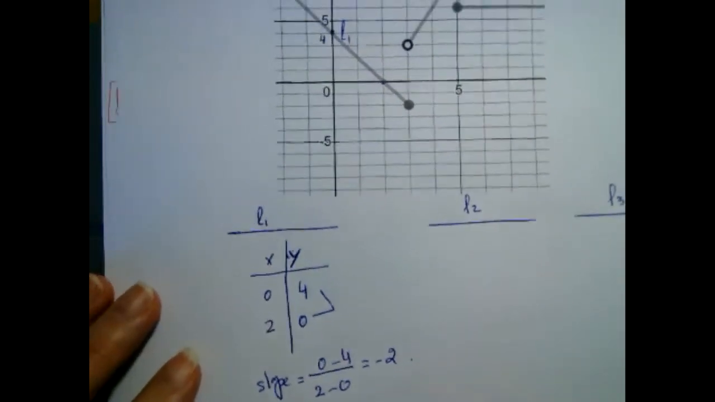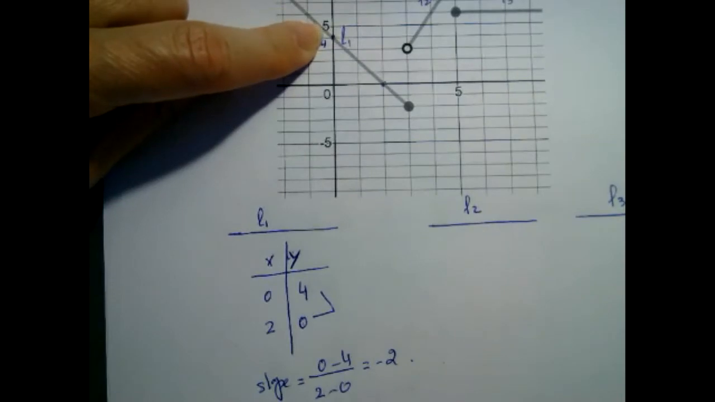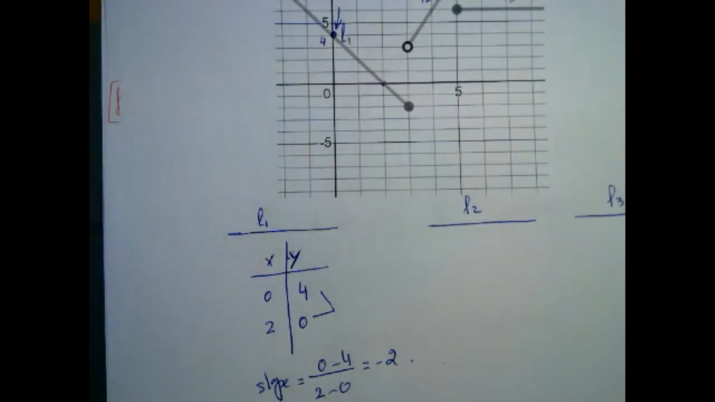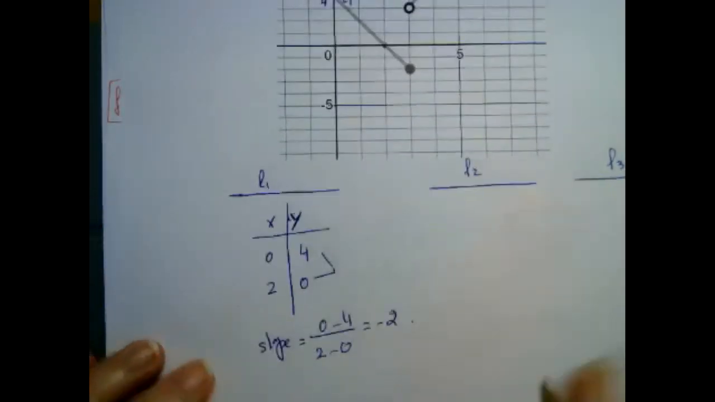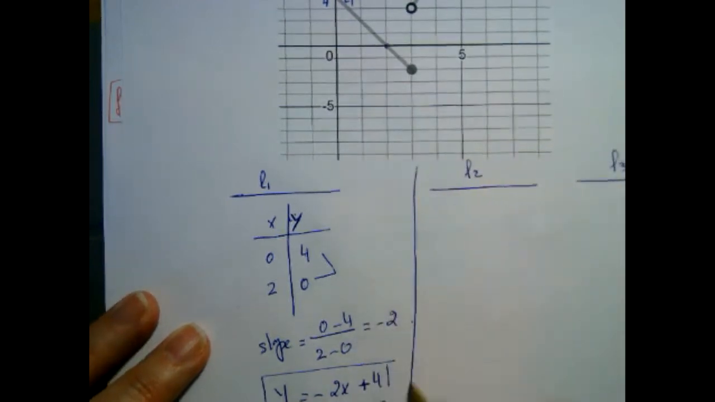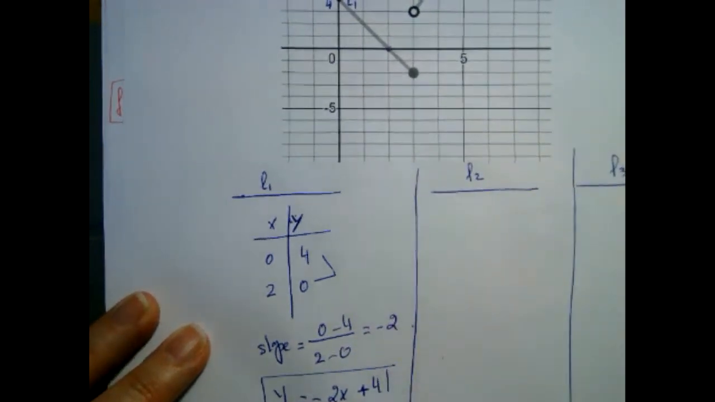And in this problem, the b is 4. b is the intercept. b is the output when x is 0. That's really the b. What's the y when x is 0? So y is going to be minus 2x plus 4. That's for the first line. And then we're going to piece them together later on.